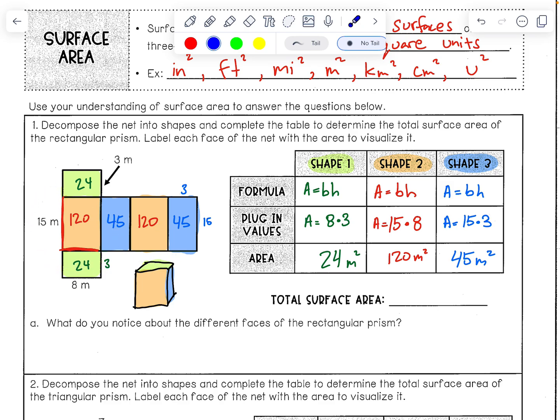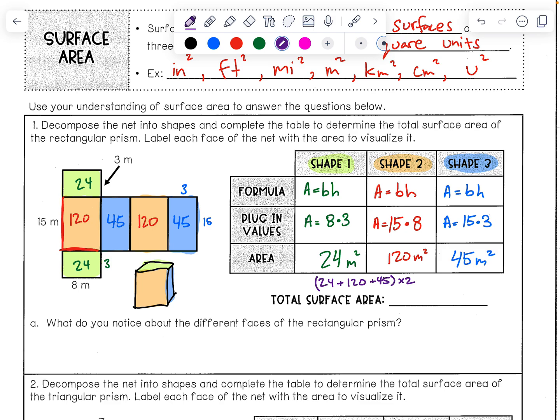So one way of doing this is that you can add up each number twice, or double each number. So 24 times 2 is 48. 120 times 2 is 240. 45 times 2 is 90. Another way of doing this, which might be a faster way, is taking all of these numbers, 24 plus 120 plus 45, adding them up first, and then timesing it by 2. So let's do it that way.